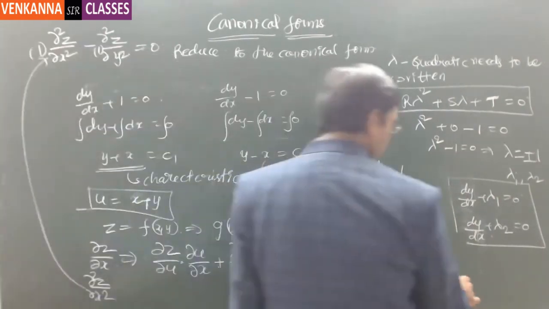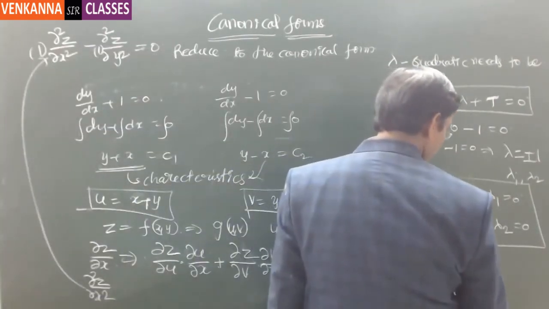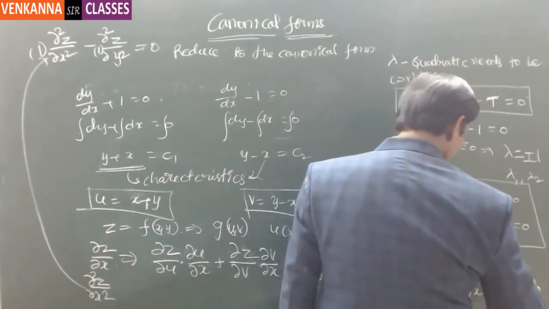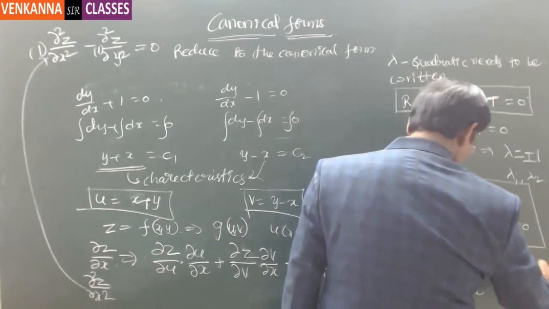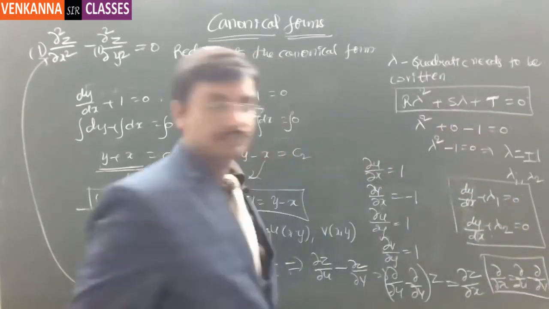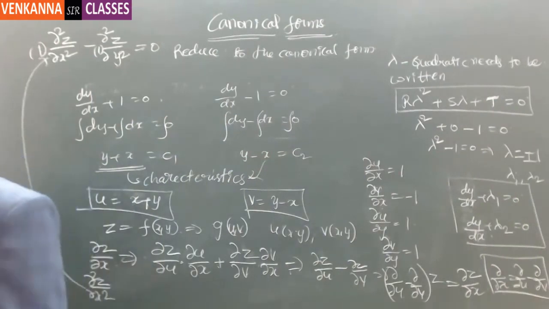So this is equal to ∂z/∂x, which implies that ∂/∂x you can replace as ∂/∂u minus ∂/∂v. This is the simple understanding. Understood? Understood, or do you have any questions on this? Any questions?